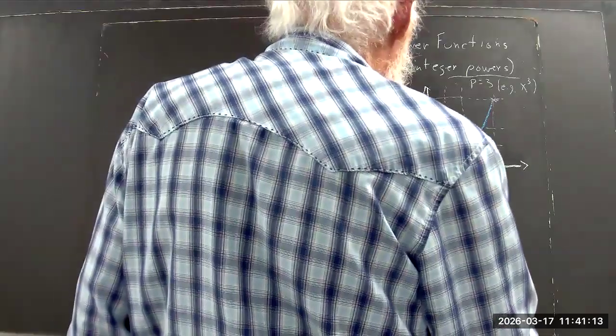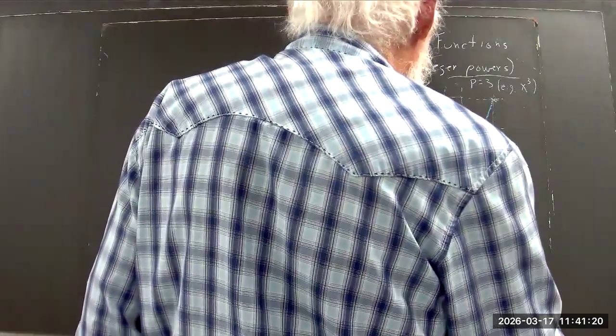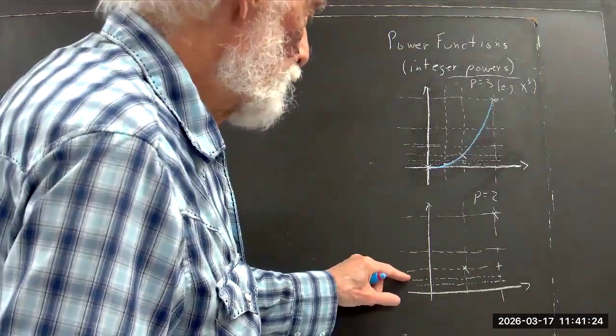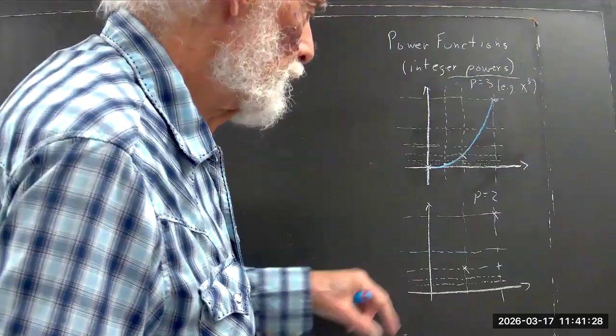Then I can do it again. Starting from the last horizontal line I drew, I go halfway to the x-axis and I get a line. Then I go halfway from there to the x-axis and I get a line.